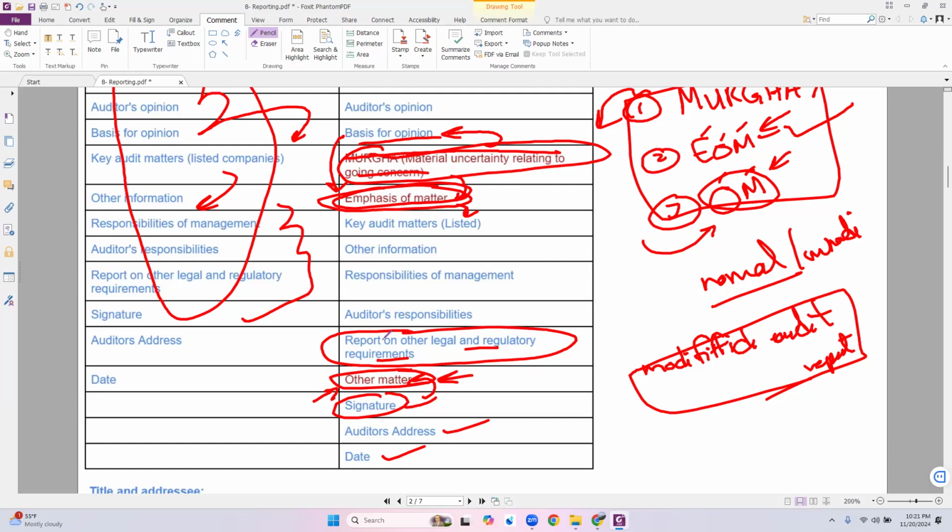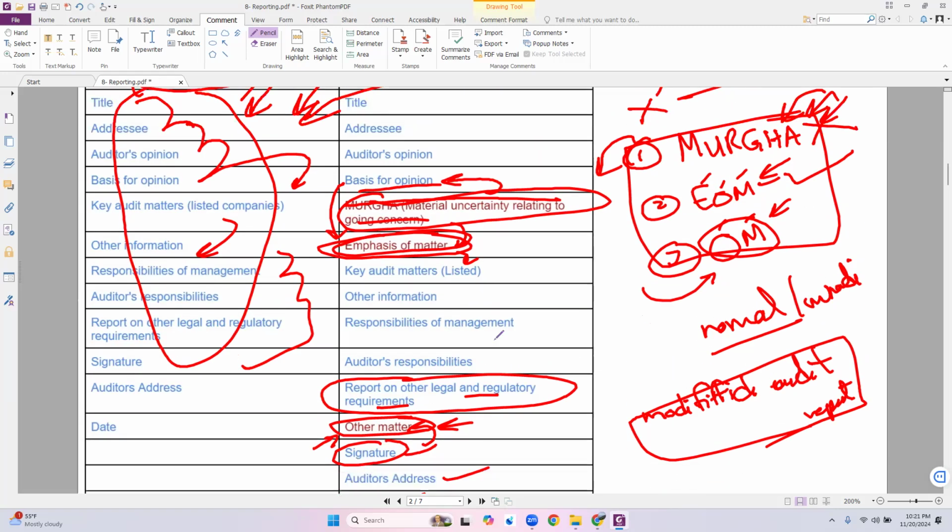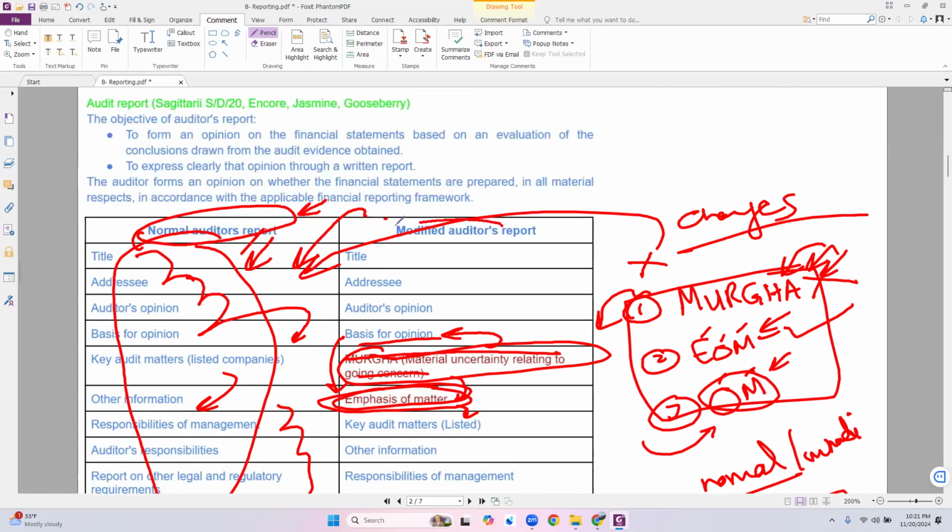So basically, all the remaining things are the same. Nothing has changed. The only change is in a modified audit report, whenever these paragraphs are added, the first thing to remember is it is known as a modified auditor's report. It is not anymore known as an unmodified auditor's report. This is the basic thing that you need to have within your mind. It is known as a modified auditor's report.